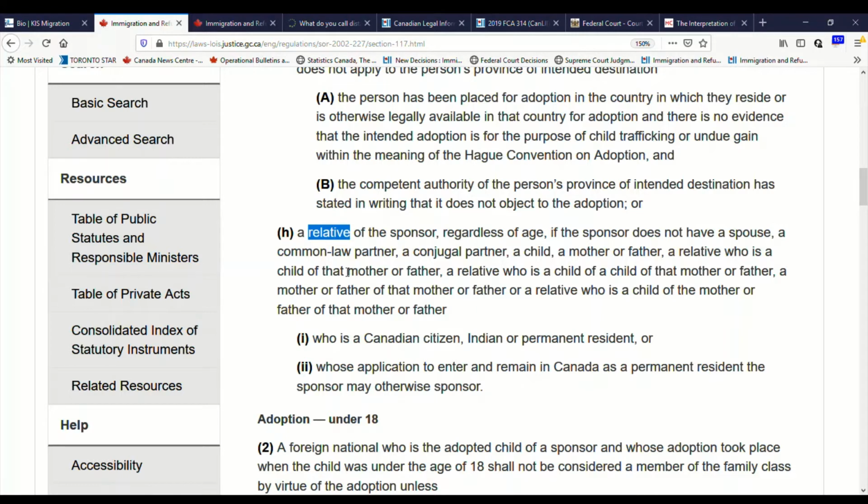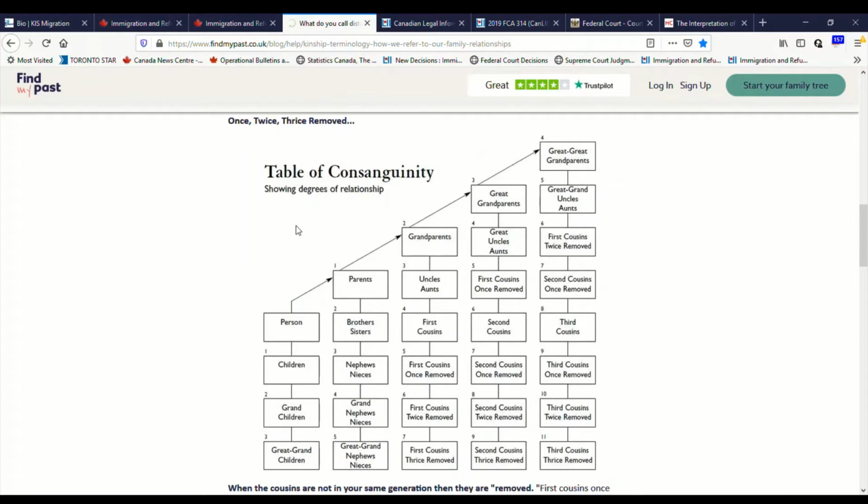Let's have a quick look at a generic family tree to understand the formulation of the opening words regarding the relationships. For example, a relative who is a child of the mother or father. We're starting at the person who is the sponsor. So we start at the bottom, mother or father, which means we're going back a generation to the parents. So a relative who is a child of the mother or father leads us to brothers and sisters, so siblings.